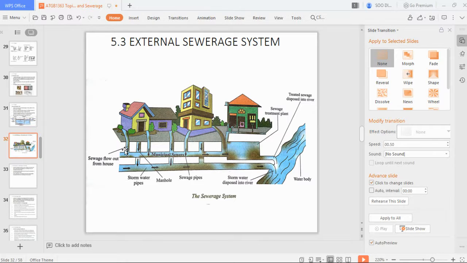Storm water should never flow into the sewerage piping system. This is because if you include storm water into the sewerage piping system, you will be overloading the sewerage treatment plant, which is not good. A sewerage treatment plant is designed to accommodate only a certain amount of flow, a quantity of flow per person. It is designed to treat a certain PE, which is population equivalent, of waste.